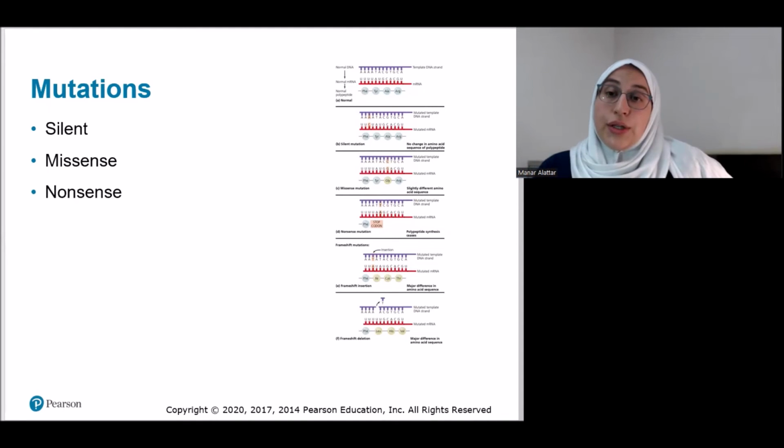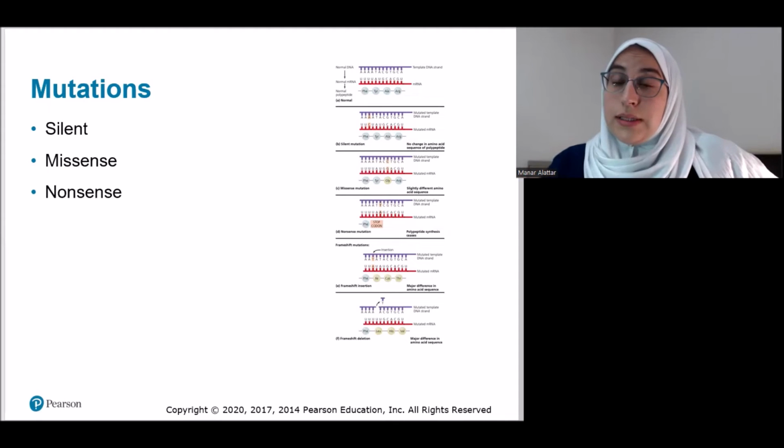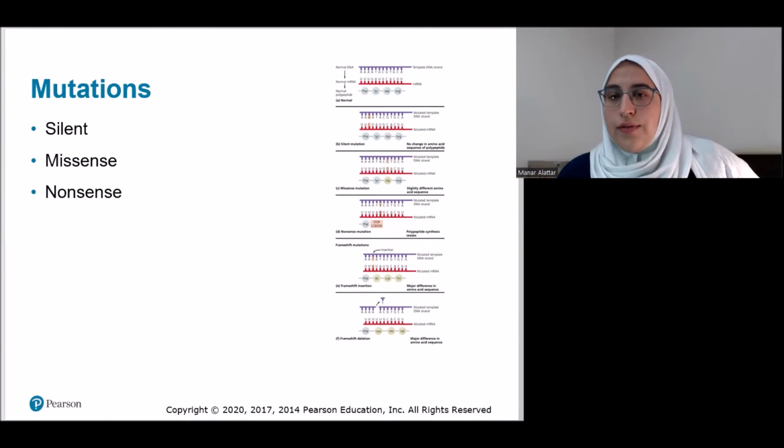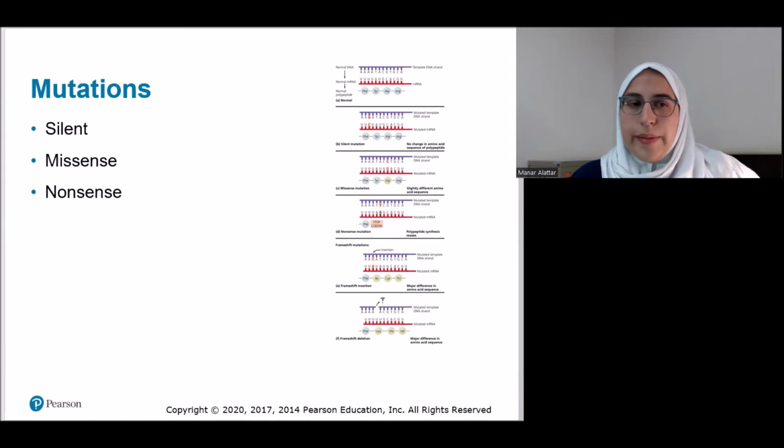There's a discussion in your book on how cells then repair DNA after mutations. We're not going to focus on that in this chapter, and you're not going to be tested on it, but you're welcome to read that information as well, because it's beneficial.